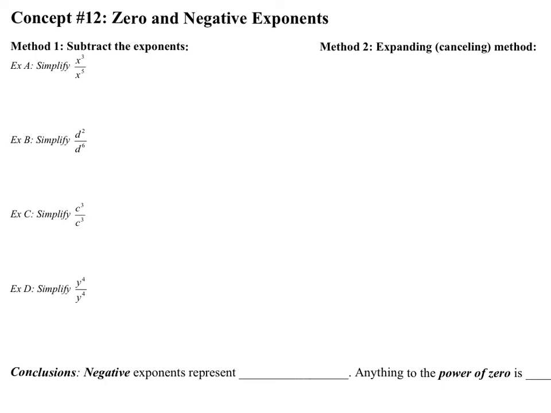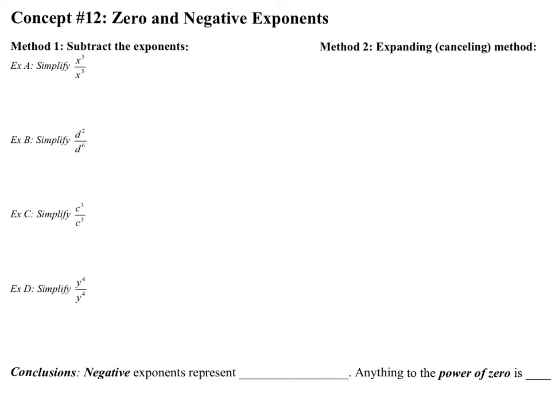All right, let's go ahead and start examining what happens when you get zero and negative exponents. We've sort of talked about it, but let's really start honing in on what this actually means. So let's first look at that. We have two methods of dividing with exponents. One is to just flat out subtract your exponents, right?